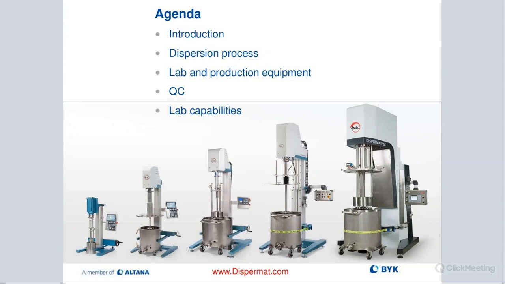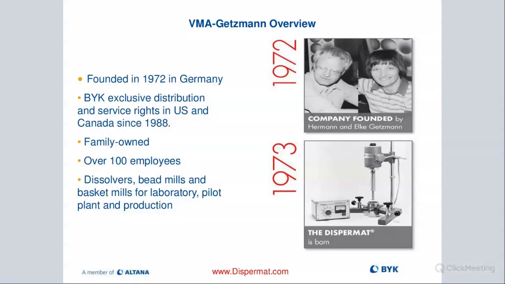We'll talk about the modularity of these machines, which is very unique to the VMA-Getzman or Dispermat brand, meaning that you can turn a standard disperser into a basket mill, a vacuum system, or rotor stator system for different applications. You're not stuck with just having one piece of equipment.